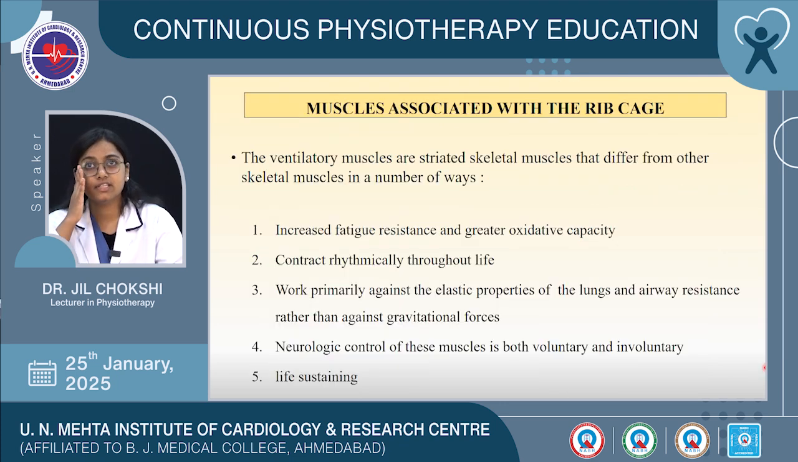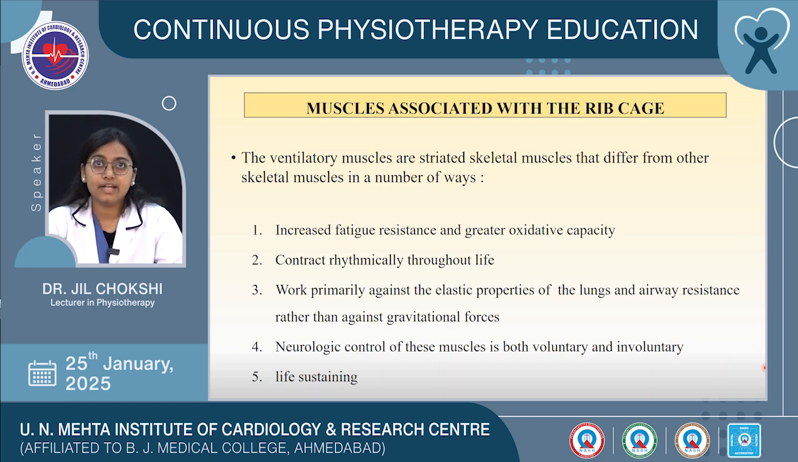Muscles associated with rib cage movement. The ventilatory muscles are striated skeletal muscles that differ from other skeletal muscles in a number of ways. Striated skeletal muscles are voluntary muscles, which means that we can control their function actively. The primary function of striated skeletal muscle is to produce force and contract to support respiration as well as posture and locomotion.